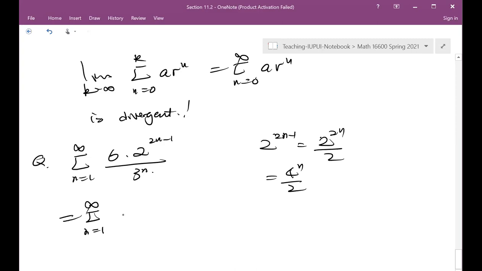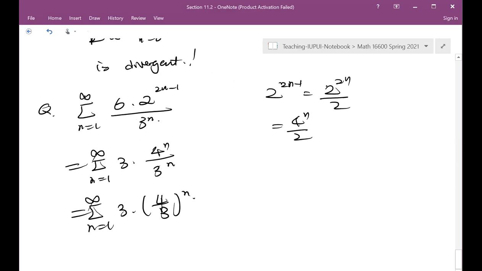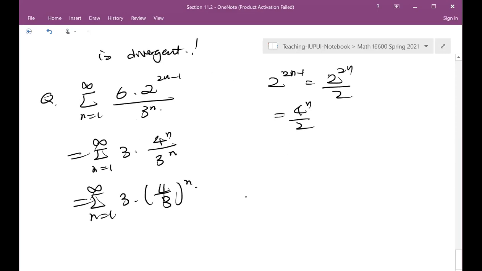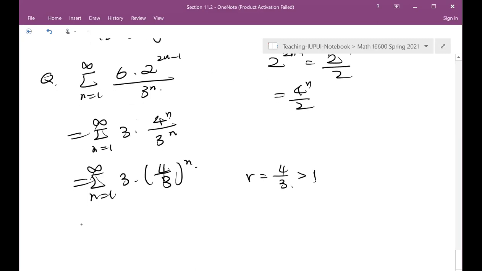Then 6 divided by 2 is 3. Here's a 4 to the n, here's 3 to the n. We already discussed this above. So here r is going to be 4 over 3, which is greater than 1. So it's divergent. Actually, in this case, it's going to be positive infinity. You're just using the above fact.